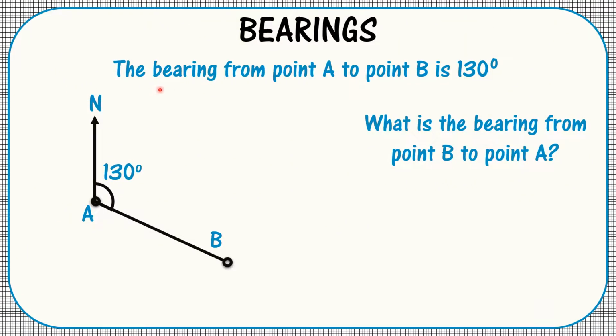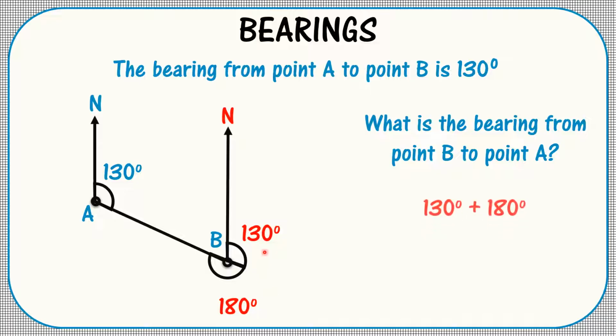Let's go through this question. The bearing from point A to point B is 130 degrees. What is the bearing from B to point A? So what you would do is you draw a north line at B. You know that if this is 130 degrees, then this over here is also 130 degrees because this north line and this north line are parallel. And we know that this remaining angle is 180 degrees because it is along a straight line. Therefore, all you would do is you do 130 degrees plus 180 degrees. Therefore, the bearing from point B to point A is equal to 310 degrees.